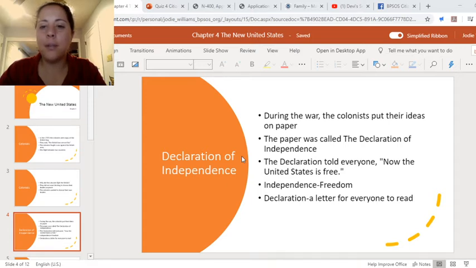What does independence mean? Independence means freedom. Okay, freedom. And what does declaration mean? Declaration means a letter for everyone to read. If you know what independence and declaration mean, please write your answer below in the comments. Please write your answer in the comments. What does independence mean? What does declaration mean?